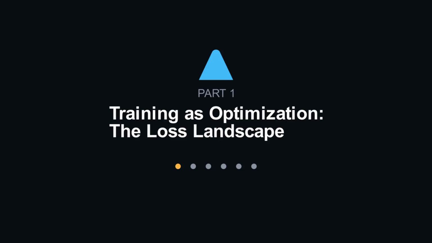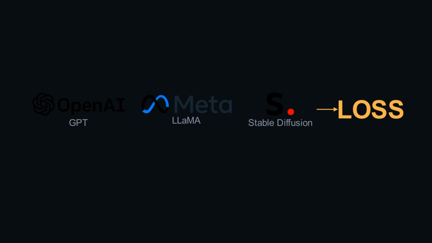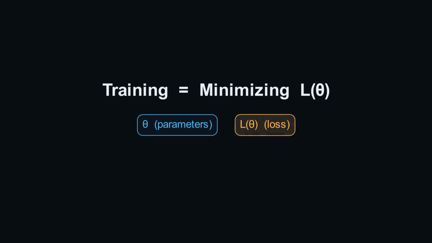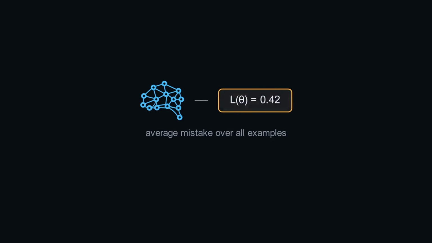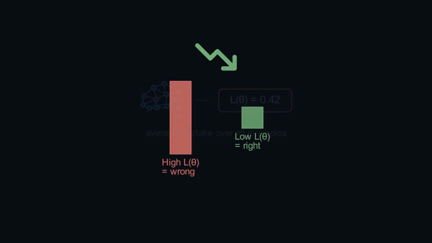Every AI model you've used, GPT, LLaMA, Stable Diffusion, learned by solving one giant math problem. That problem is finding the best possible parameters for the model. To be precise, training means finding a set of parameters called theta that minimizes a loss function L of theta. The loss is the average mistake the model makes across every training example. Smaller loss means better predictions.